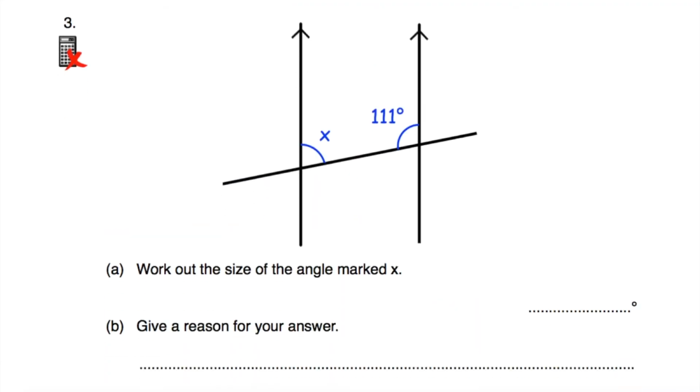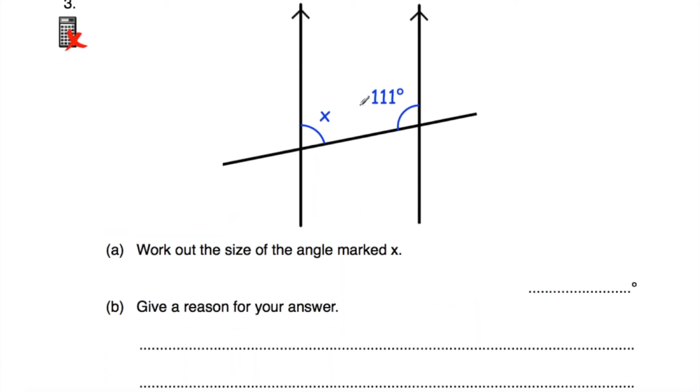So question number 3, we've got these two parallel lines. These two vertical lines are parallel. We can see that with the arrows. And we've been asked to work out the size of this angle marked X. So we want to find the size of this angle here. And part B says to give a reason for our answer. Now, if we've got two parallel lines like here and here, these angles here and here add up to 180 degrees. They're what we call co-interior angles. This acute angle and this obtuse angle will add together to be 180 degrees.